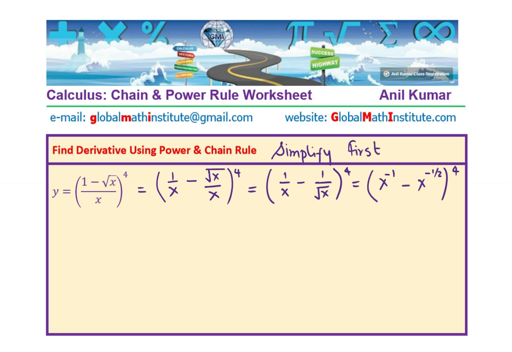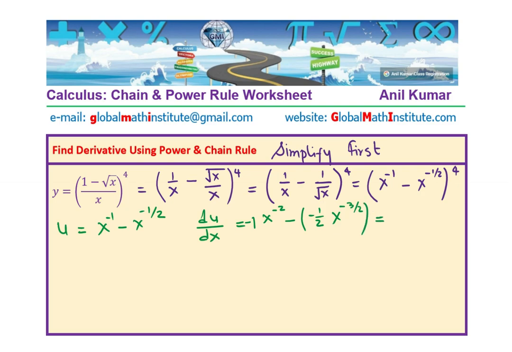Using our first method, where we are substituting u as the inside function, in this case x to the power of minus 1 minus x to the power of minus half. So what is du dx? So du dx is basically equal to x to the power of minus 2, and here you get minus 1, right? Minus, you get minus half times x to the power of minus half minus 1, which gives you minus 3 by 2. Is that clear to you?